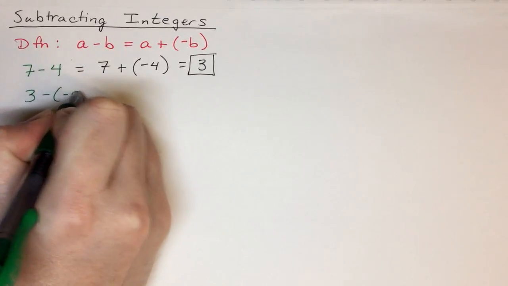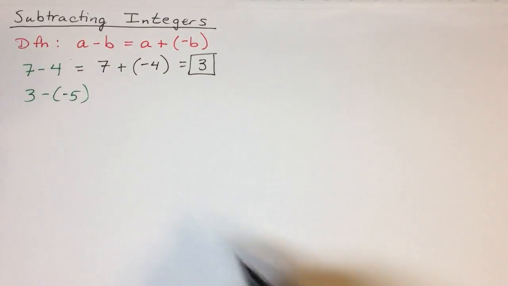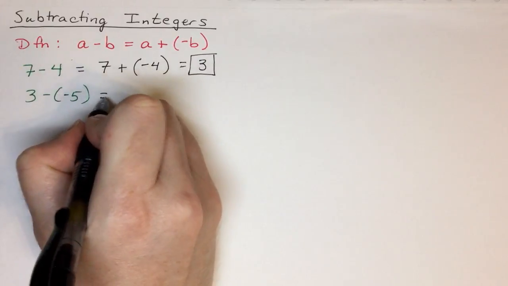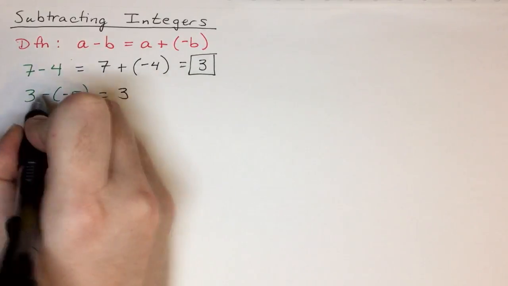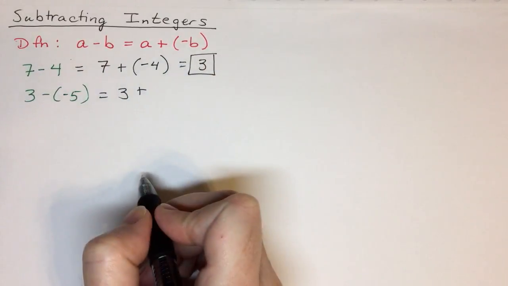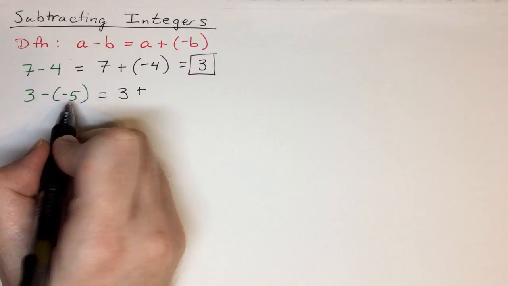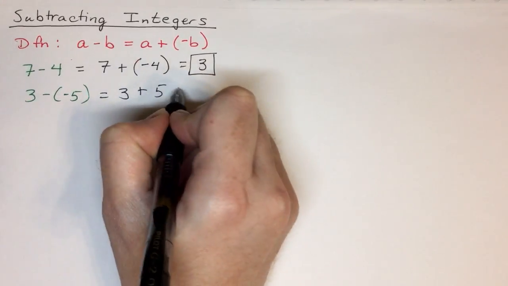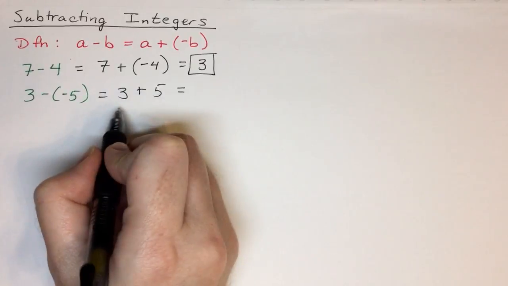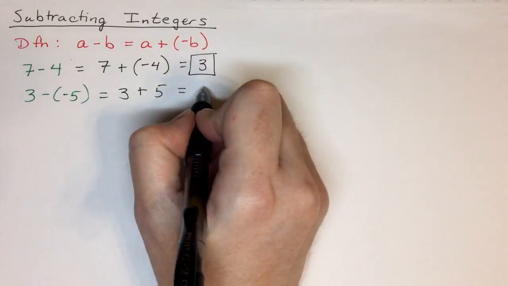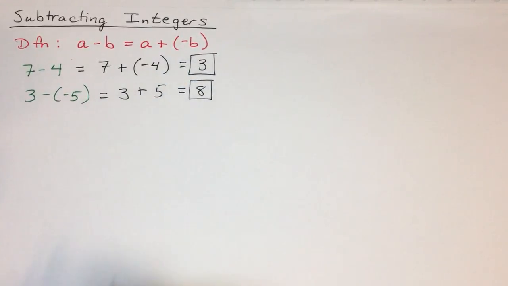3 minus negative 5. Rewrite subtraction as addition. The first number stays the same, subtraction becomes addition, and we add the opposite. The opposite of negative 5 is positive 5. So 3 plus 5. I have 3, I have 5, I have 8.